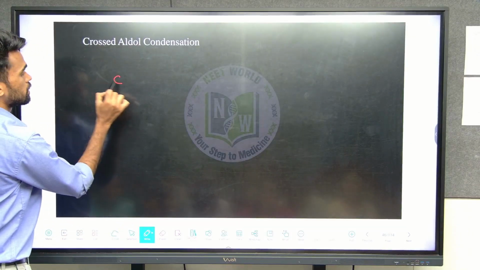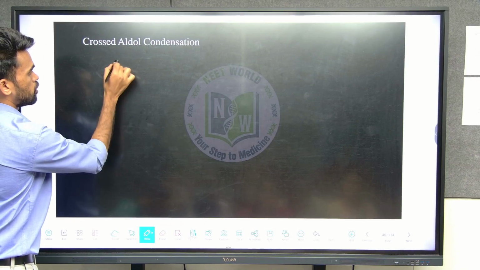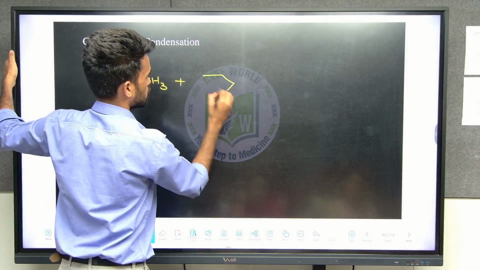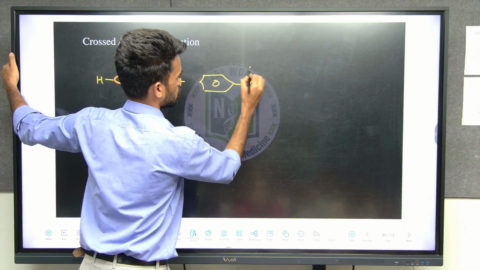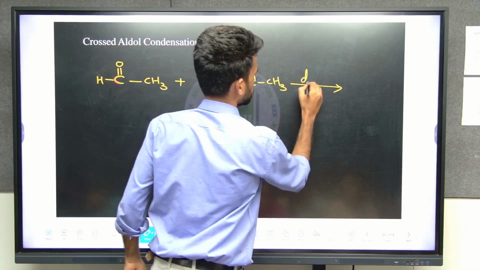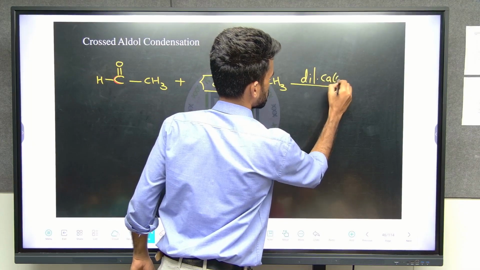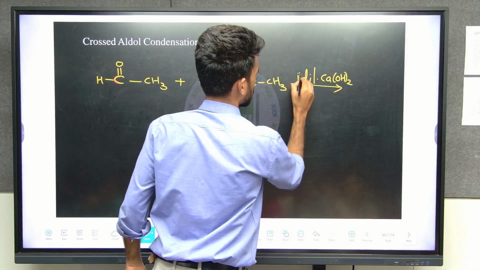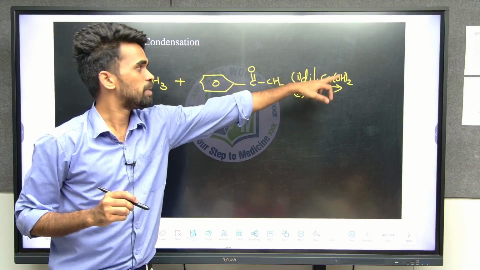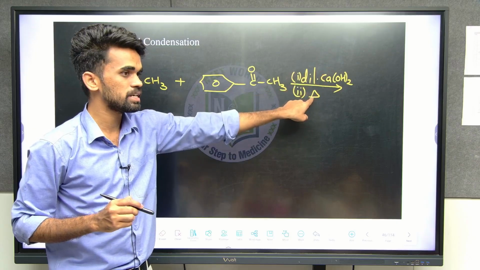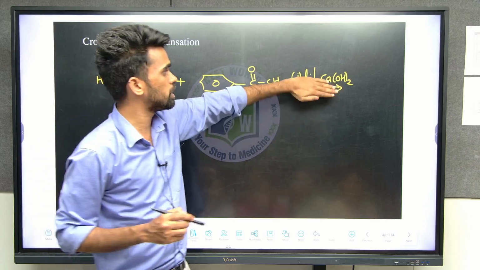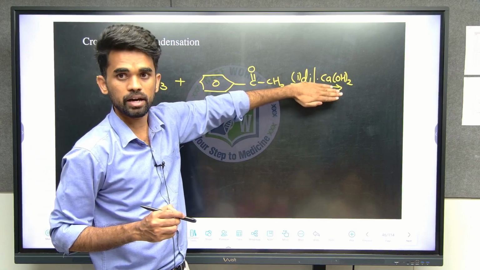Yeah, see, C double bond O, H, CH3 plus, they will give it like this. First condition is what? Dilute base, Ca(OH)2 means base. Second condition is heating. It means the final product will be after dehydration, alpha beta unsaturated. Up to here only, if they mention it, it means beta hydroxy carbonyl compound.